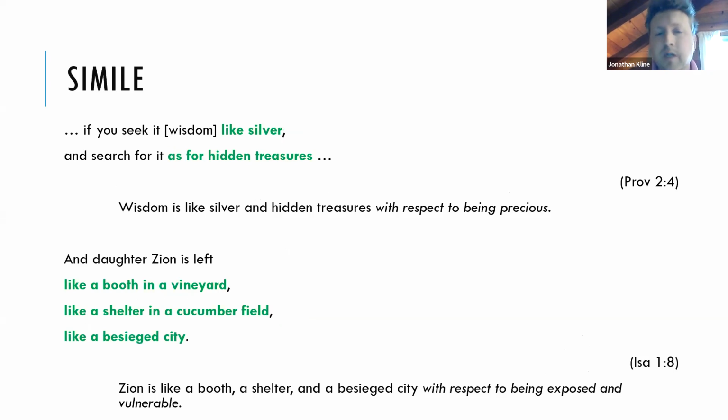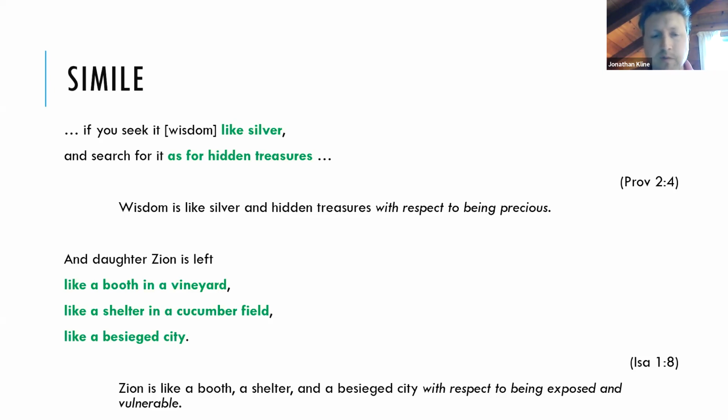A couple other examples of simile: Proverbs 2:4, if you seek it, that is wisdom, like silver, and search for it as hidden treasures. So here, how is wisdom like silver and hidden treasures? It's like them with respect to being precious. So the simile is a powerful way of describing wisdom because it likens wisdom to something else which is concrete, and also it forces you to think about how wisdom is like those things.